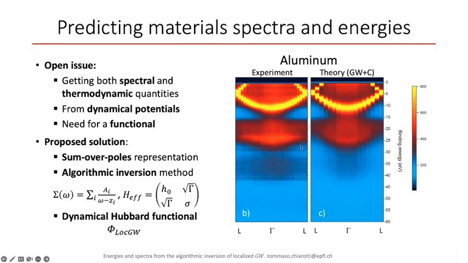Sorry, I just see that I didn't put the reference of the Lucia Reining paper of Zhu and the PNAS paper. But this is a very well done comparison between theory and experiments. Theory is GW plus cumulant. We will not touch this in this talk, but this is the spectral function of aluminum. The left-hand side is the experiment. The right-hand side is the prediction. They do agree pretty well. I think that everyone can agree on this.